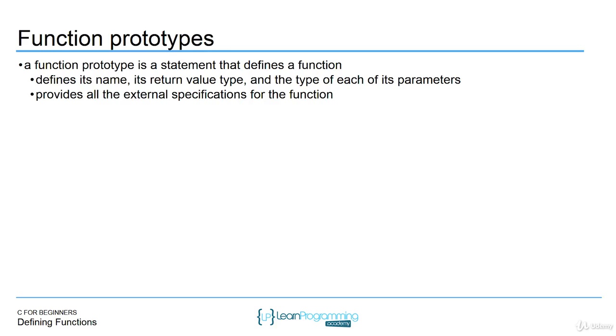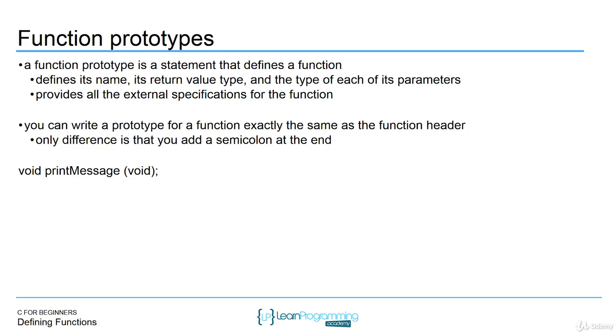So a function prototype is a statement that defines a function. It tells the compiler essentially all the details of the function. It defines its name, return type, and the type of each of its parameters. So it looks like a function header. It provides all the external specifications of the function. You've also probably heard the term signature, function signature. That's what it is. It's specifying the data returned, the data that it takes, and everything about the function itself.